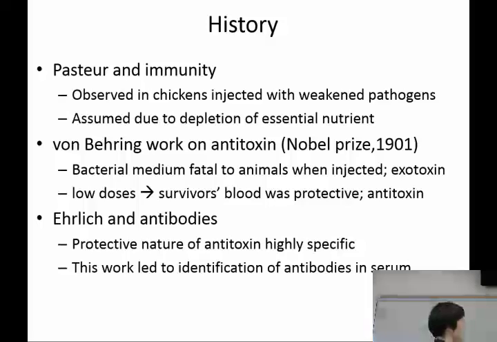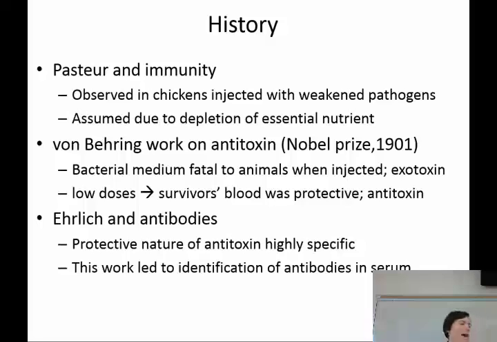And what he saw was that if you take bacteria that make a substance that will kill animals, which he called an exotoxin, and you take a low dose, then of the few survivors that don't die, if you take a little bit of their blood, that blood is then protective. And he called that the antitoxin.